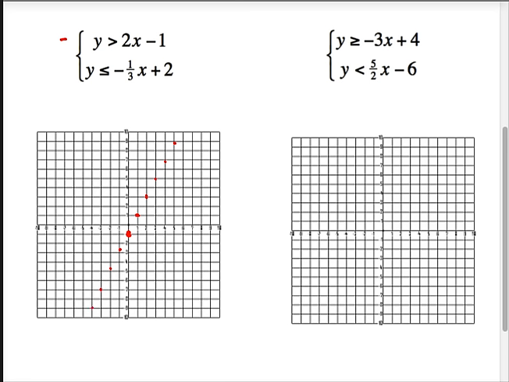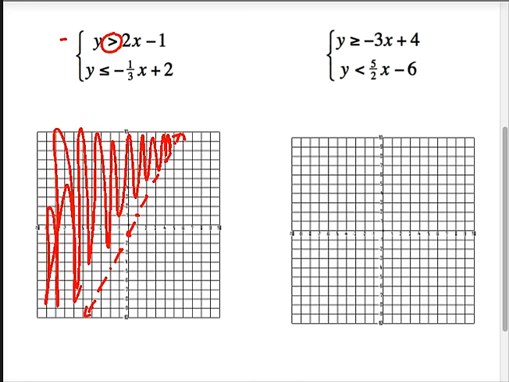Now I have to interpret that. The fact that it's strictly greater than is telling me that I have a dashed line. And the fact that it's greater than means I'm shading up. I'm shading above my line. So there's my shaded region for the first one. Now let's graph my second one.